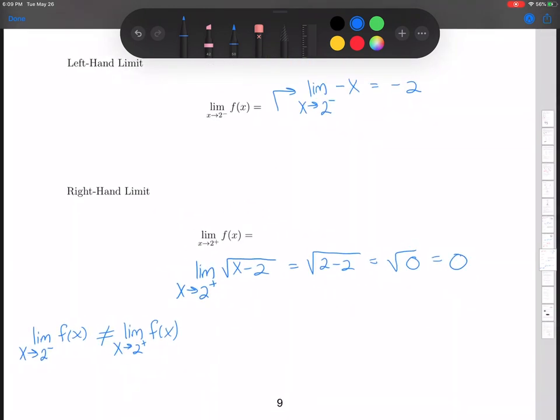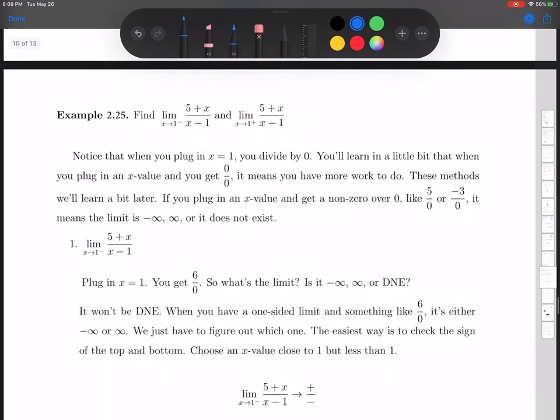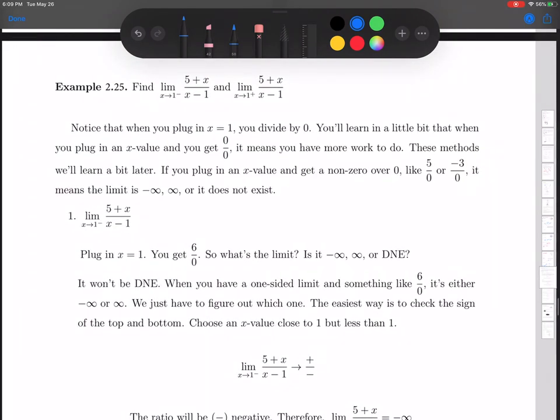How do I know that? Well, I know that because we just did it. Check it out. Left-hand side limit was equal to negative 2. Right-hand side limit was equal to 0. That tells me that my general limit does not exist. So we'll go ahead and say, so the limit as x approaches 2 in general of f of x does not exist. DNE for does not exist. And there we are. Okay, let's keep moving on.